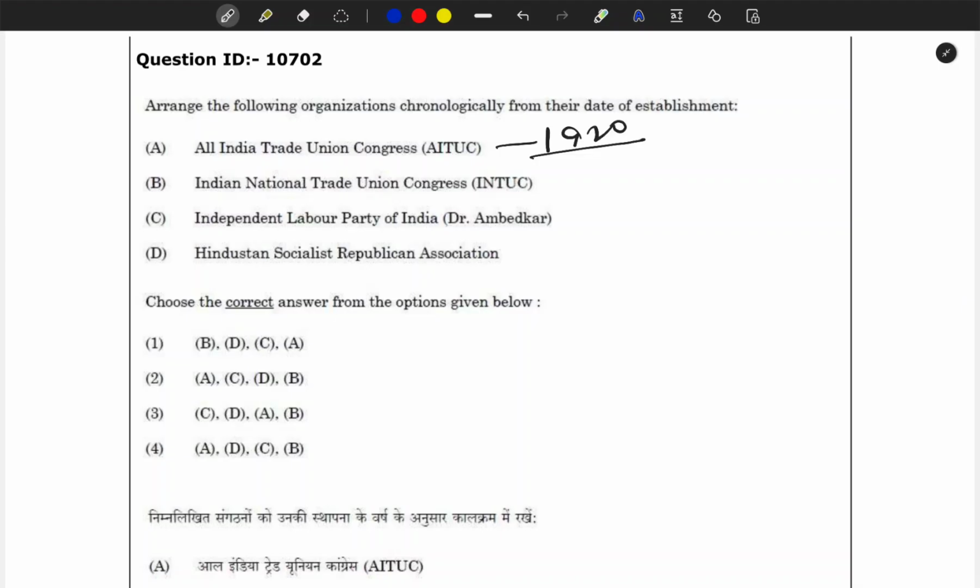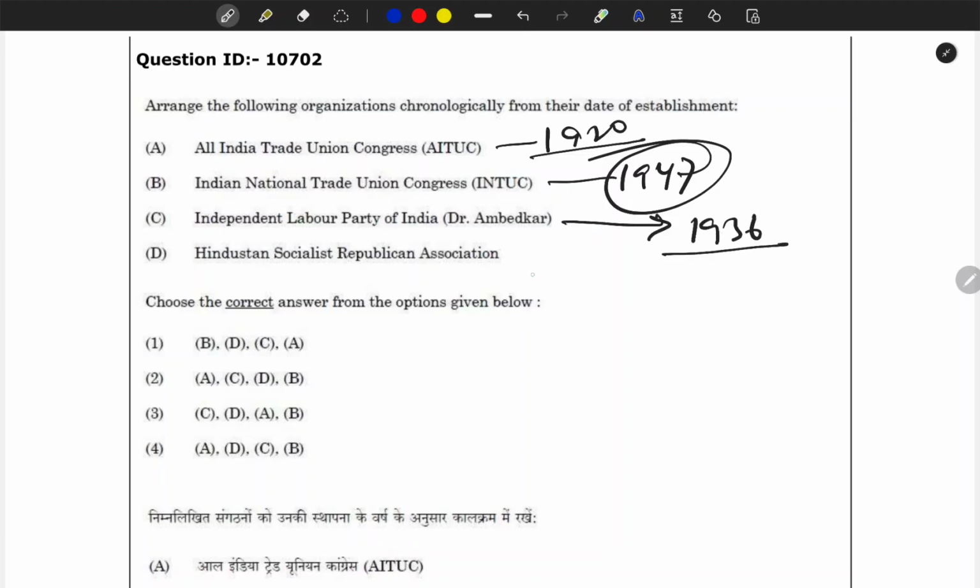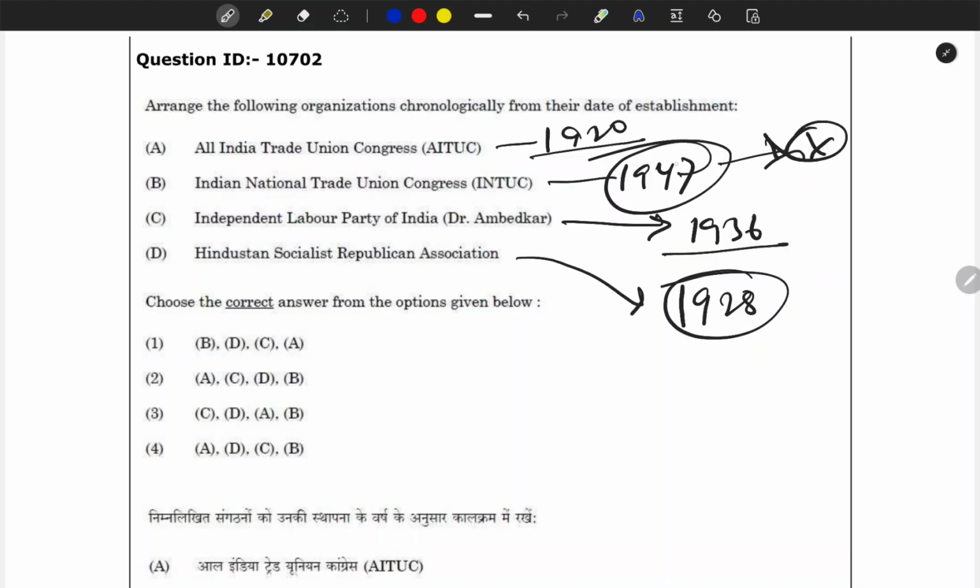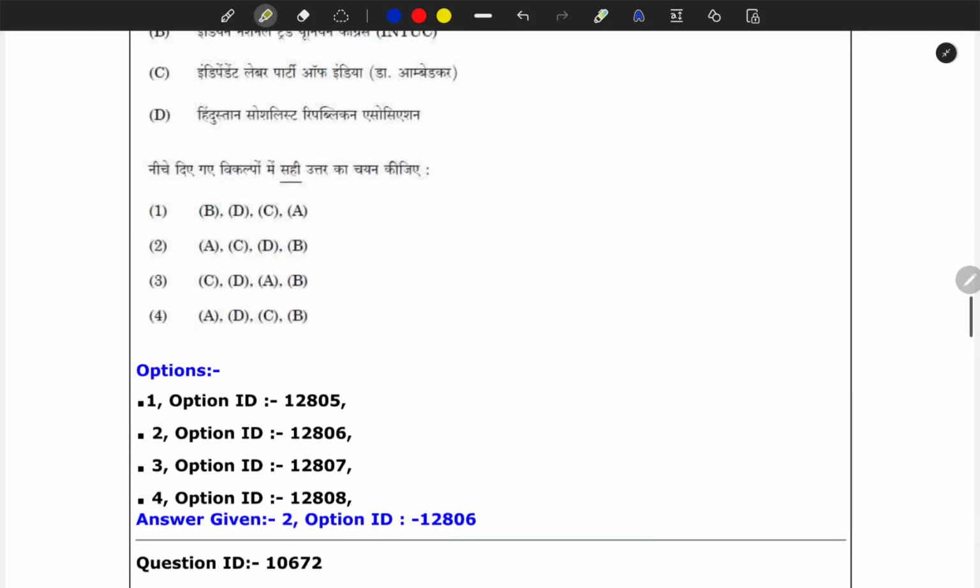Second thing is that this Indian National Trade Union Congress was at the time of independence, somewhere around that. Independent Labour Party of India was founded by Ambedkar in 1936. You must know this. Hindustan Socialist Republican Association was renamed like that in 1928. If you don't know about this, it is fine, but if you don't know about these three, it is not going to help you in the exam. So the correct option here is second. You can do it on your own.